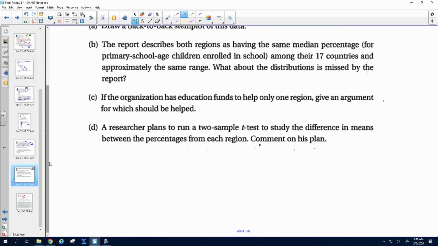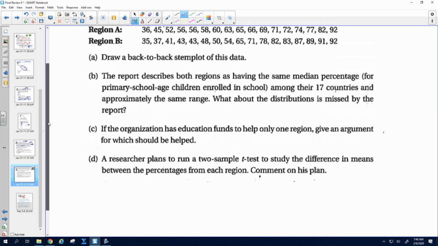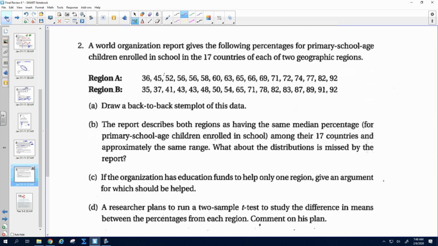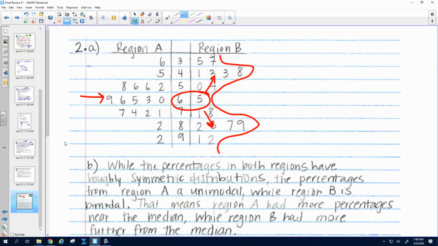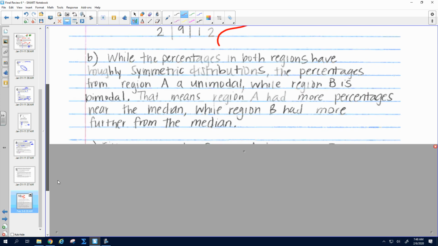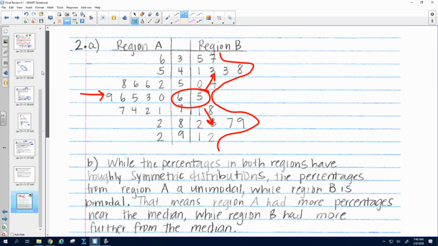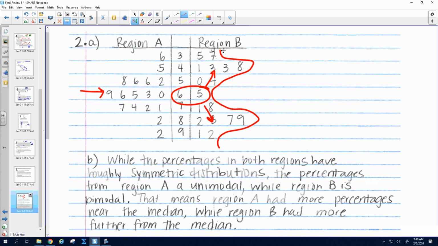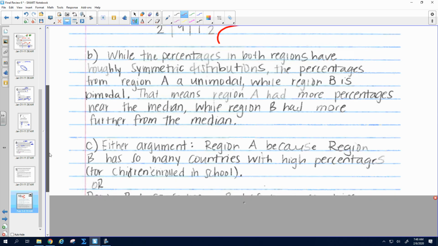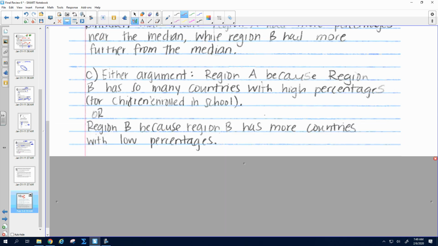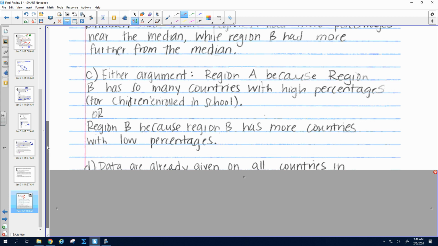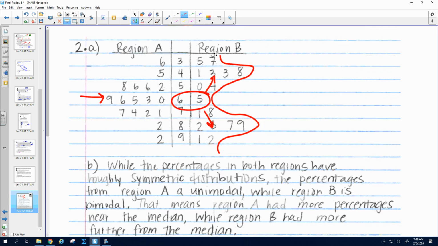All right, part C. So who should we help as far as with their education funds? Which group needs more help? So you can actually argue this two ways. The first way, you could say that region A needs more help because there are more values that are higher in region B, and that way we could bring some of these people up. But you could also argue it the other way, and you could say region B because region B has a lot more countries with lower percentages of students who are going to school.